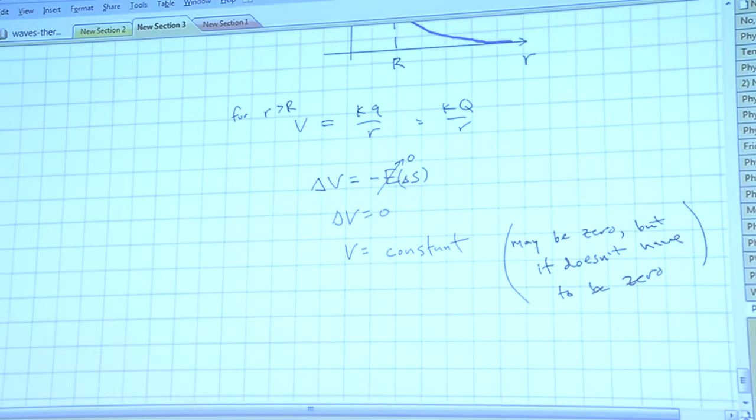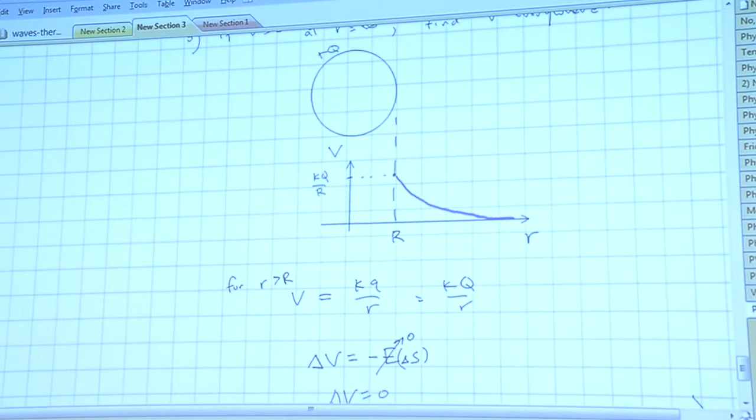What constant do we want it to be? Whatever it is at the surface, because we like continuity. So in this case, it's KQ over R at the surface. I'm going to just continue that line so it's nice and constant and equal to what it is at the surface. And that's what my potential looks like. Now we can rank them.